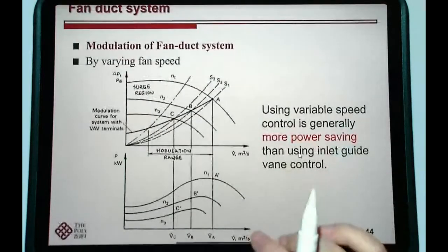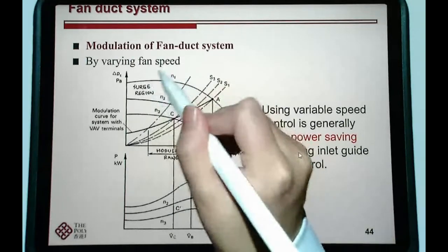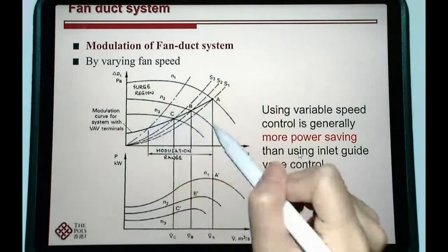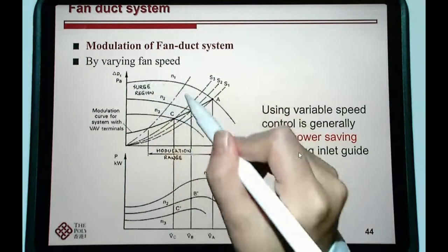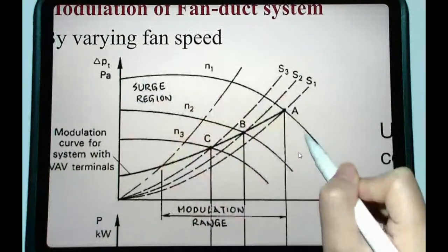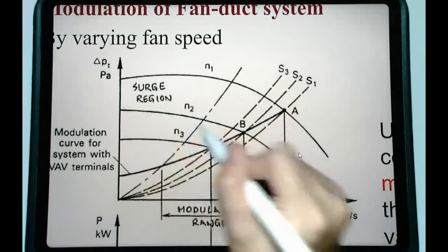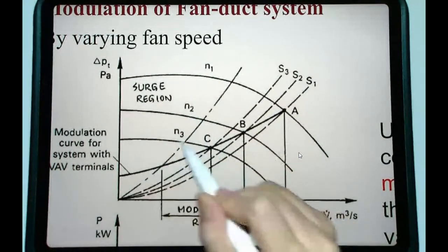Okay. So you can also modulate the fan duct system by varying the speed of the fan. So when you vary the speed of the fan, you are actually changing the fan characteristics curve, as you can see here. The first curve corresponds to N1, the second curve corresponds to N2, and the third curve corresponds to N3.